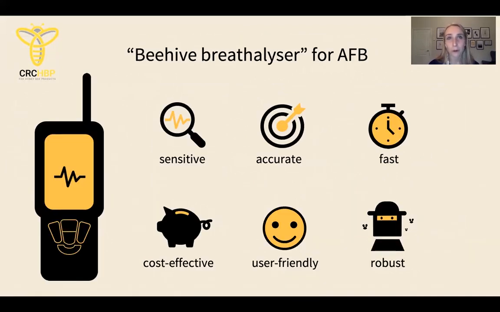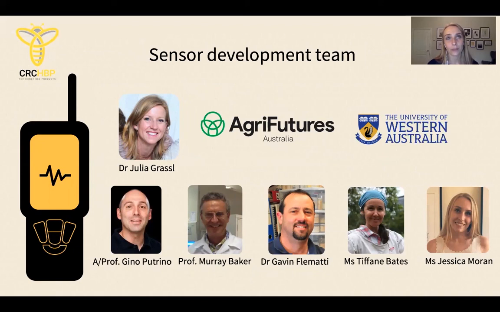So now we are moving forward with our volatile biomarkers to create a portable sensor device that can diagnose AFB from beehive air, effectively a beehive breathalyser. And this needs to be a practical device that is both sensitive and accurate, giving fast results for beekeepers, while staying cost effective and user-friendly, and also robust. That is, it can handle a bit of honey on it or being bounced around in the truck. The trouble is we haven't found any existing sensor technology for our compounds that is able to tick these boxes. So we're going to develop our own sensors.